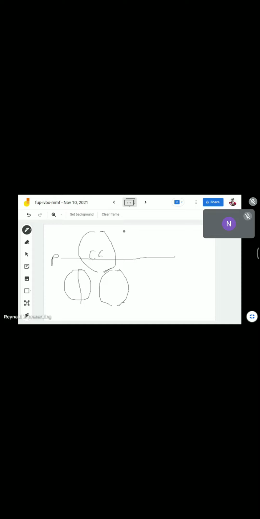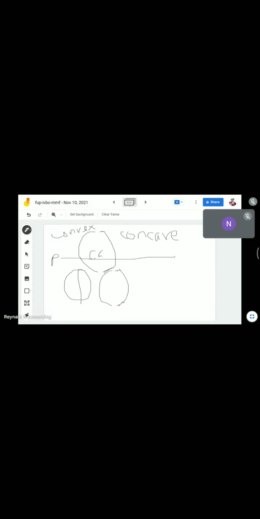Okay? Linawin ko lang, lagyan lang natin to ng concave. This one is convex. Okay? Now, so ito ang center of curvature natin.